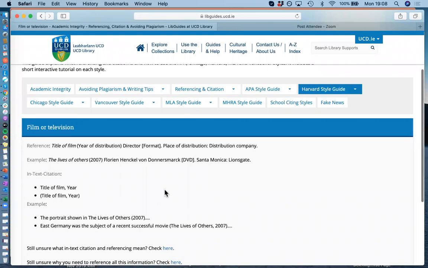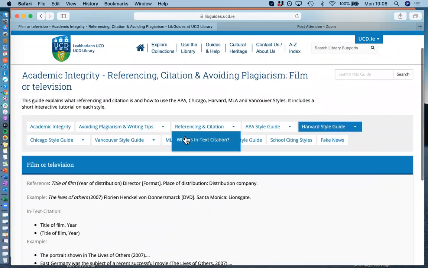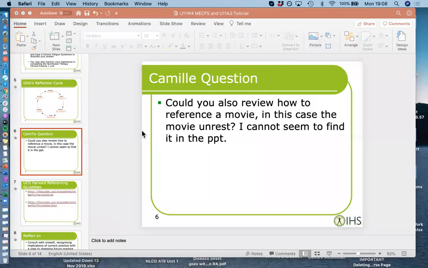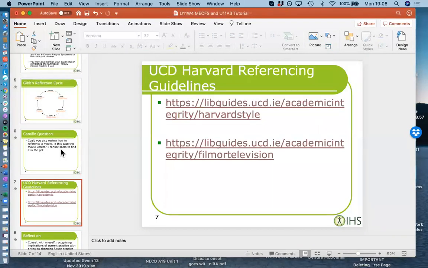So that's a good resource that you can use. It also has other referencing styles as well. It's definitely a good guide. Perfect, thank you. I'll upload this PowerPoint afterwards, or I'll put it in the Dropbox folder so you can just click those links.